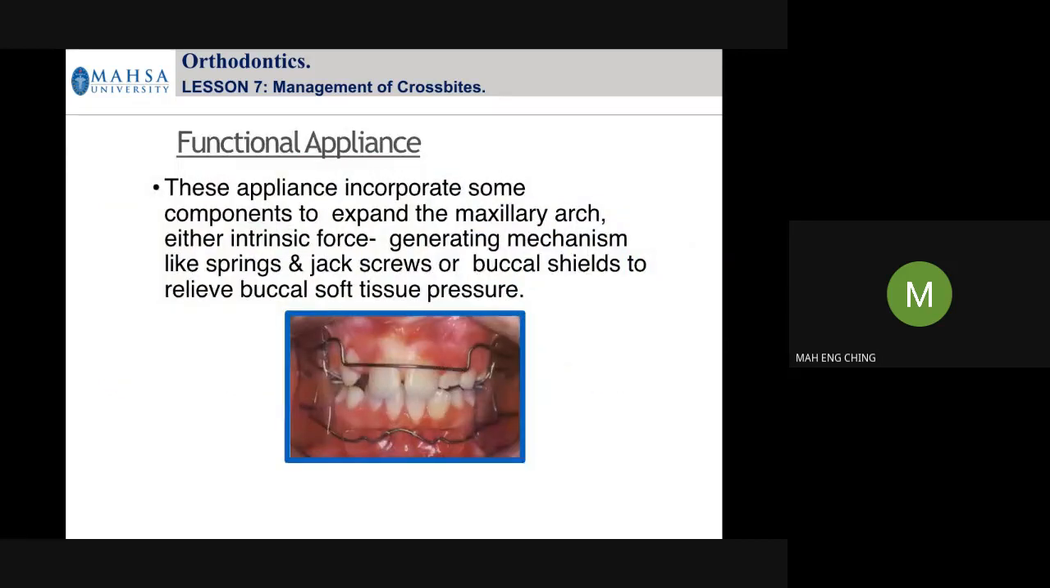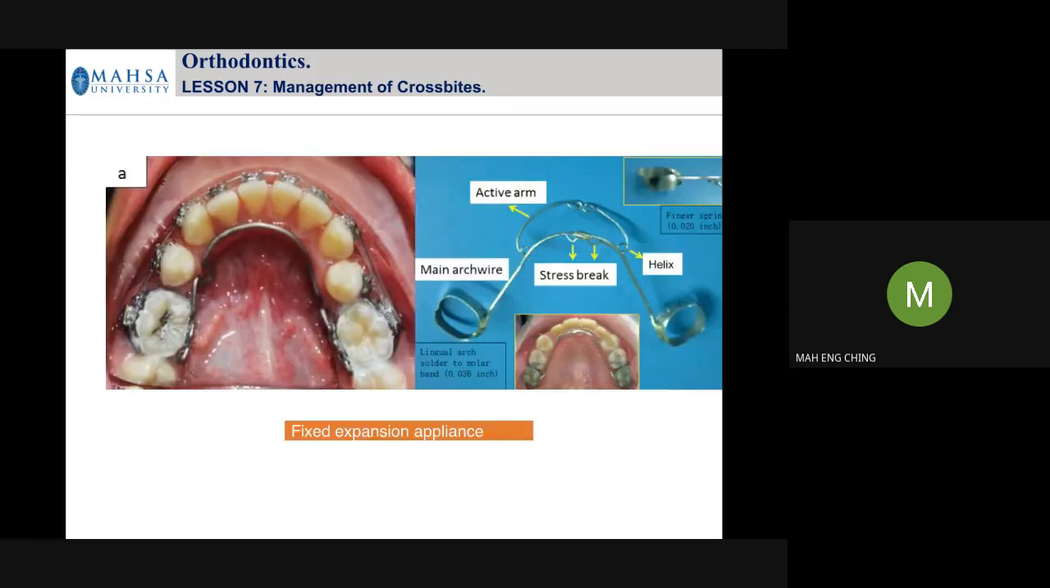Of course, you can use the fixed metal braces. On the left side, you can see the metal braces. You can put a bracket, then put the wire. You can correct the crossbite also. So the advantage of these fixed braces or any fixed appliance is that they take away the compliance.